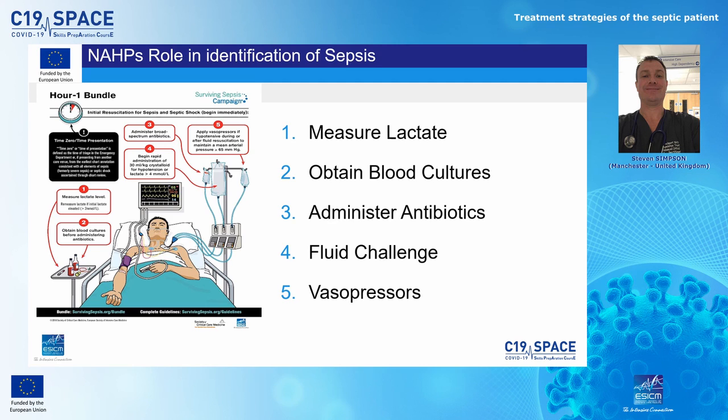In 2018, the Surviving Sepsis campaign issued its latest bundle of care, which is ideally meant to be given in the first hour a patient has been diagnosed with sepsis. We aim to measure the patient's lactate. We aim to obtain blood cultures, and these are meant to be taken before we administer antibiotics. A patient is meant to receive a fluid challenge, and vasopressors such as noradrenaline are added to maintain a good mean arterial blood pressure.